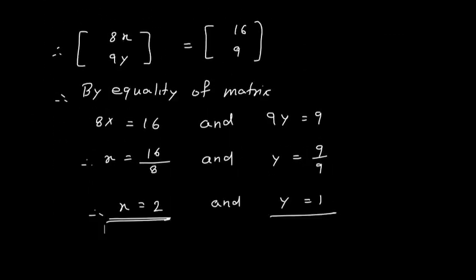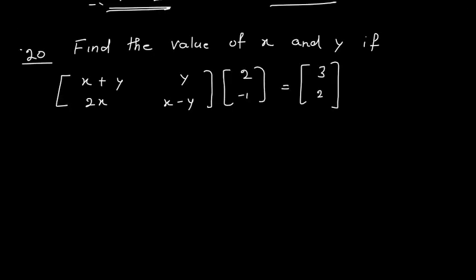Now let us see one more question, question number 20. Here question number 20 is find the value of x and y if this is given. So again we multiply the left hand side: x plus y multiplied by 2 is 2x plus 2y, then y multiplied by minus 1 is minus y. In the second row we have 2x multiplied by 2 is 4x, and x minus y multiplied by minus 1 gives me minus x plus y, is equal to, on the right hand side, 3 and 2.